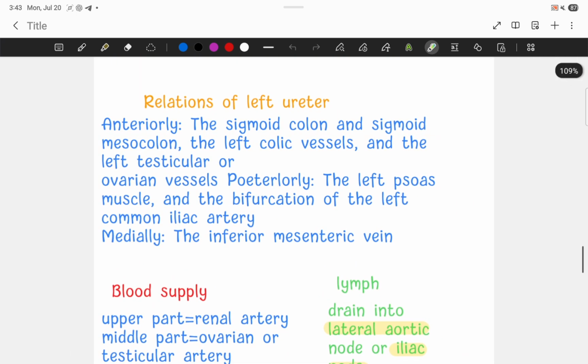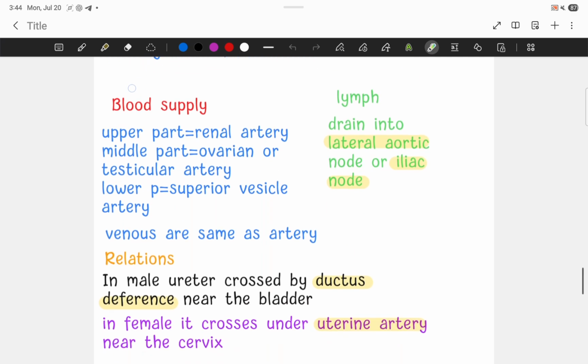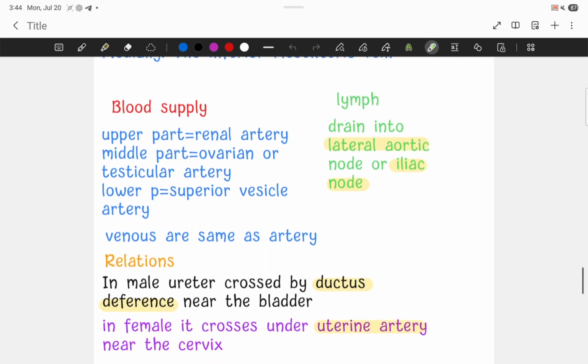And this is the left ureter relation. Anteriorly: the sigmoid colon and the sigmoid mesocolon, the left colic vessels, and the left testicular or ovarian vessels. Posteriorly: the left psoas muscle and the bifurcation of the left common iliac artery. Medially: the inferior mesenteric vein.